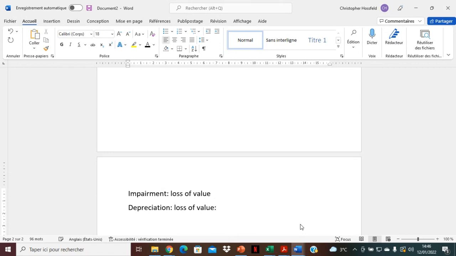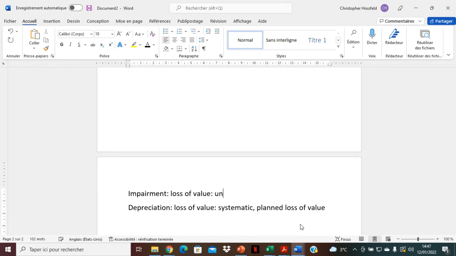So depreciation, we could say, is a systematic and planned loss of value. Why systematic? Because we do a depreciation schedule. I buy a machine, I use it over 10 years, I set up the depreciation schedule for 10 years, and if nothing extraordinary happens, I stick to the depreciation schedule. So I know upfront over 10 years what the depreciation will be.